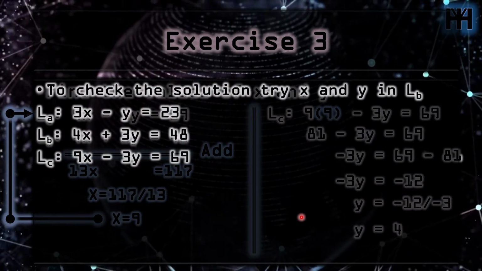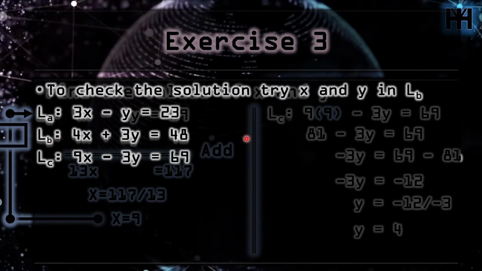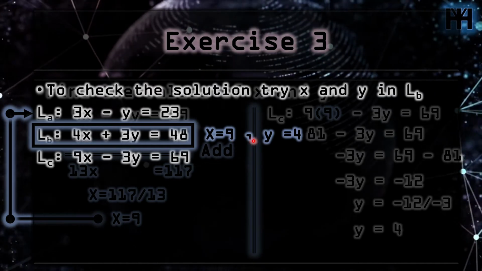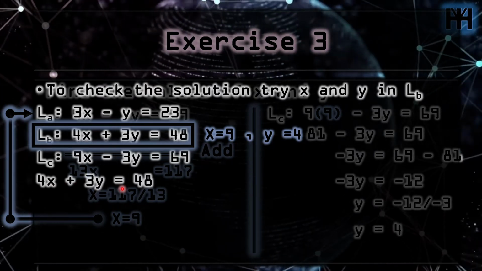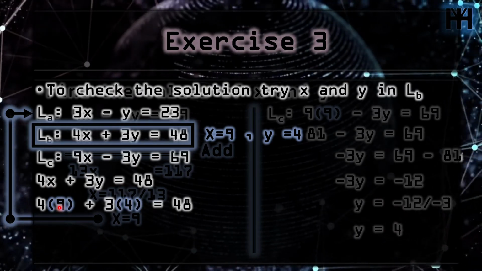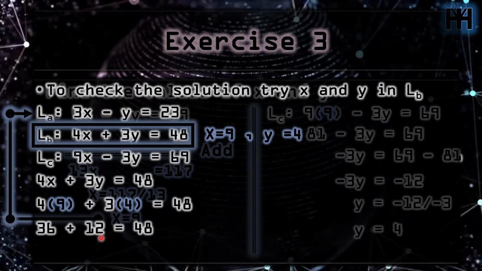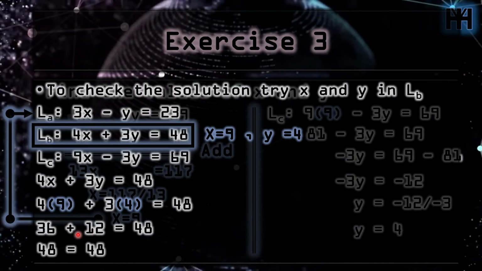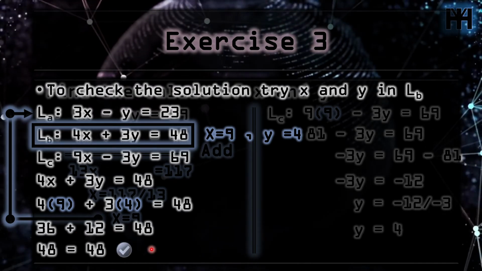Okay, to check, you will try x and y in LB. Remember we got x equal to 9 and y equal to 4. So we have 4x plus 3y equals 48. So 4 times 9 plus 3 times 4 equals 48. So we have 36 plus 12 equals 48. So 48 is equal to 48. Then we have got it right.